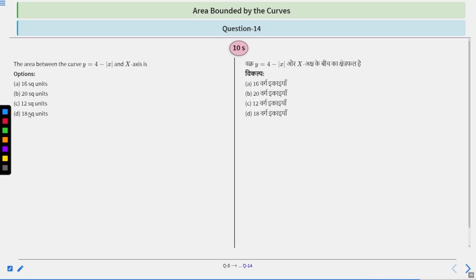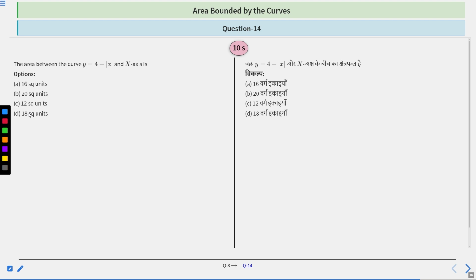Question number 14, which says: find the area between the curve y equal to 4 minus mod x and the x-axis. Again, try to draw the curve of y equal to 4 minus mod x and see at which points it cuts the x-axis, and try to calculate the area by using geometrical calculations, right?